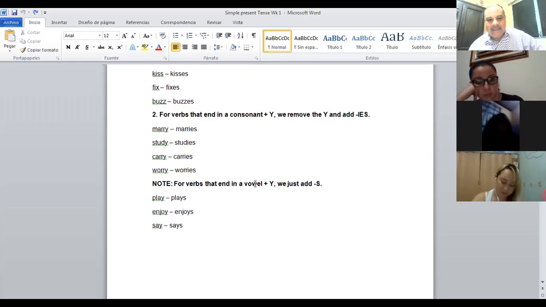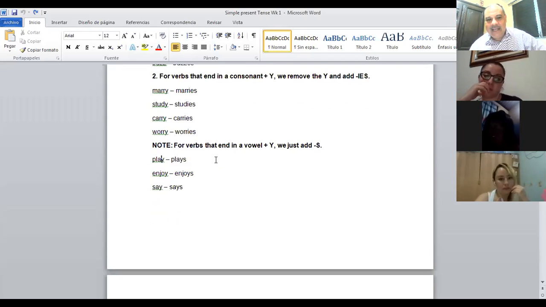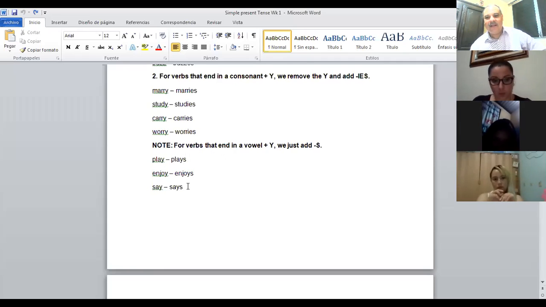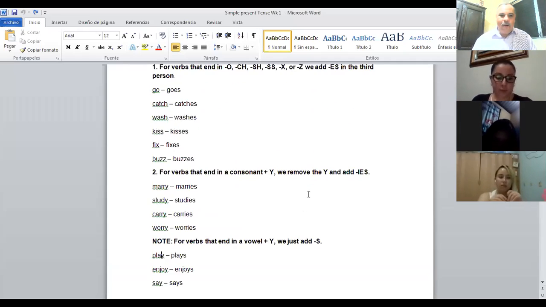Entonces dice esta regla, la 2, que para verbos que terminen en Y, precedidos de una consonante, como el caso de Mary, termina en Y, precedido de una R, que es consonante, como study, precedido de una D, que es consonante, vamos a eliminar la Y y vamos a agregar IES. Pero en el caso de que el verbo termine en Y, pero está precedido de una vocal, que es el caso de play, en ese caso solo voy a agregar S. Enjoy, termina en Y, precedido de una vocal, solo agrego S. Say, termina en Y, precedido de una vocal, solo agrego S. Are we clear?